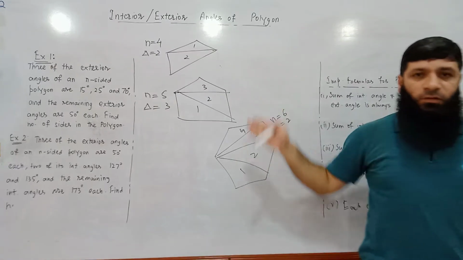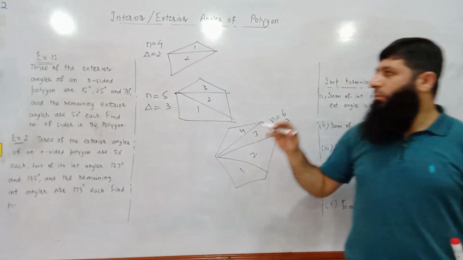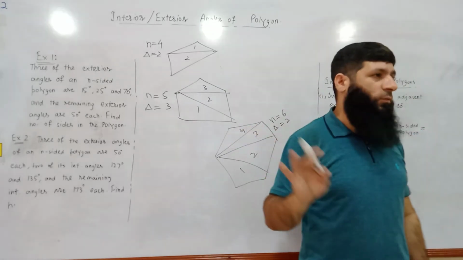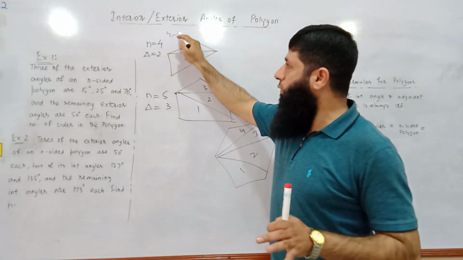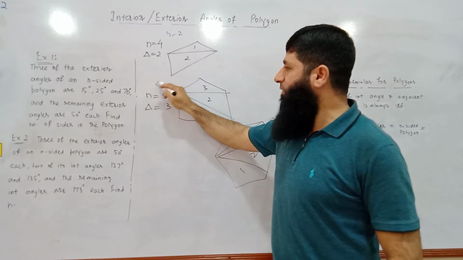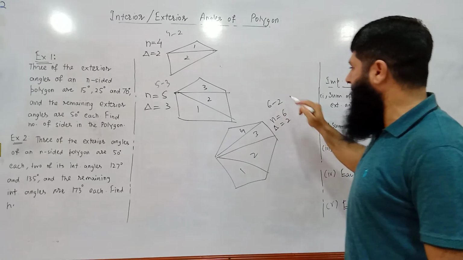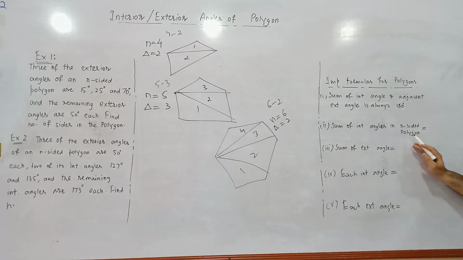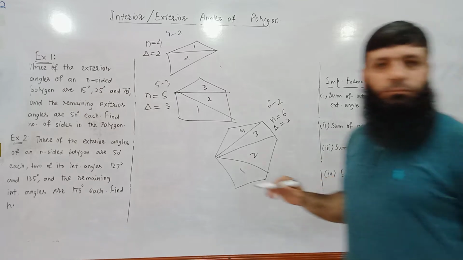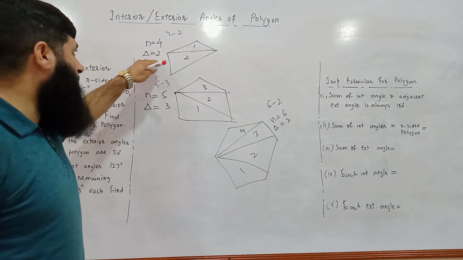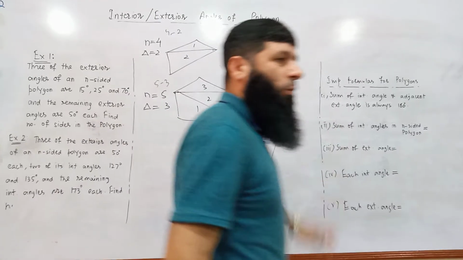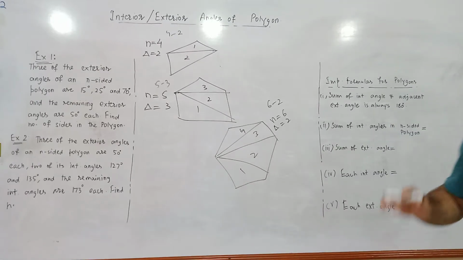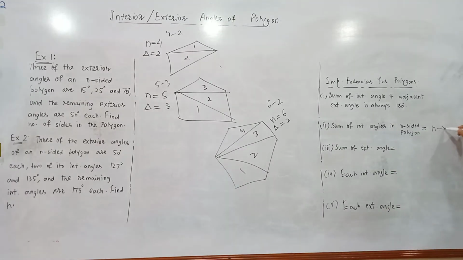So you can see that in these examples, the difference between the number of sides and the number of triangles is always 2. So here the number of triangles is 4 minus 2. Here it is 5 minus 3. Here it is 6 minus 2. So if you have an n-sided polygon, what will be the number of triangles? In case of an n-sided polygon, the number of triangles will be n minus, exactly, n minus 2.